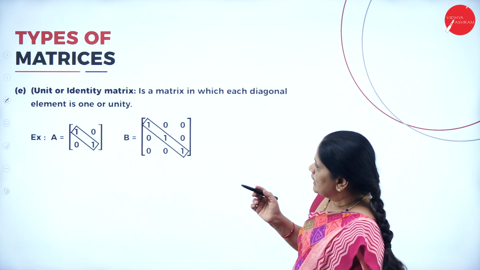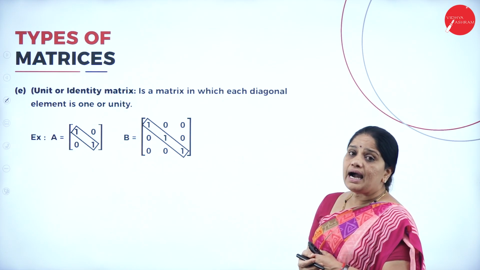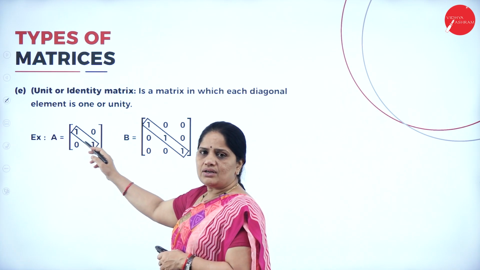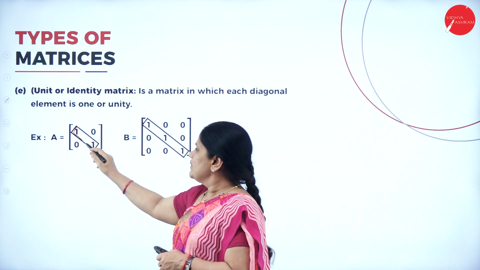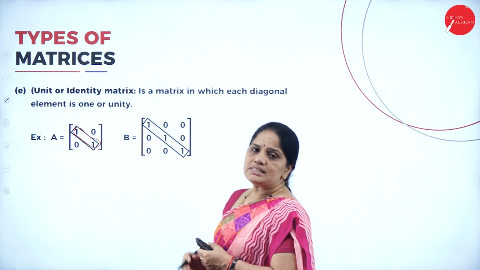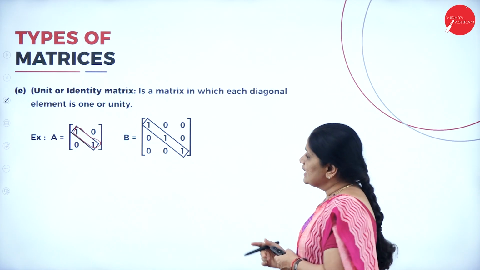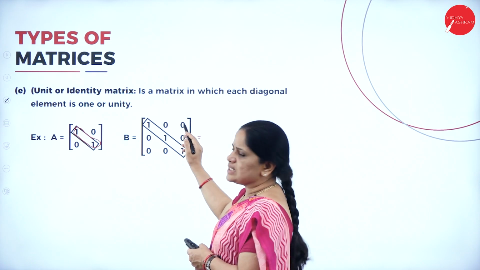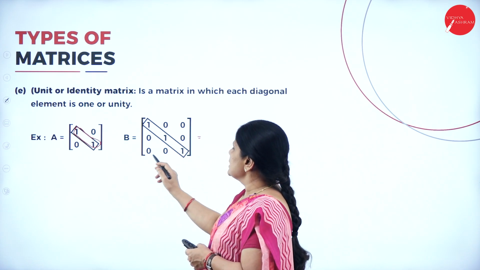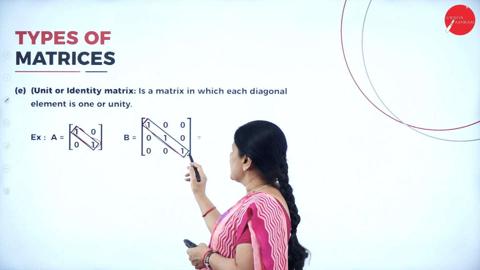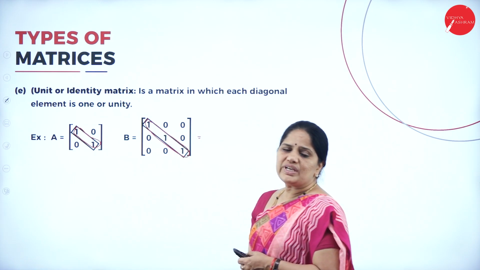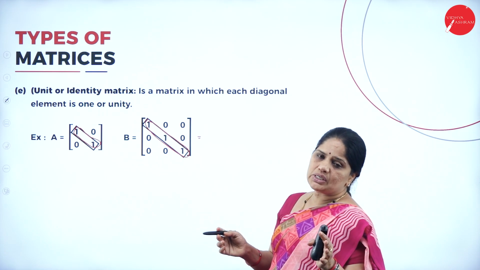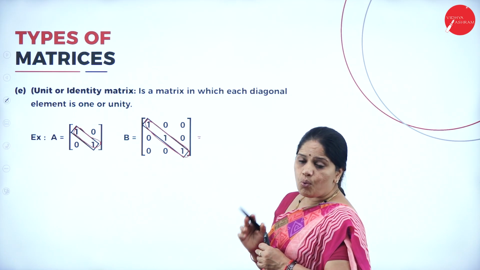Then the next one is the unity or identity matrix. So A equals 1 0 0 1. Here again, if all the elements of the diagonal are 1, then we call it the unit or the identity matrix. So 1 0 0 0 1 0 0 0 1. All these diagonal entries are 1, so we call it the identity matrix. All other elements should be 0, only the diagonal element is 1.